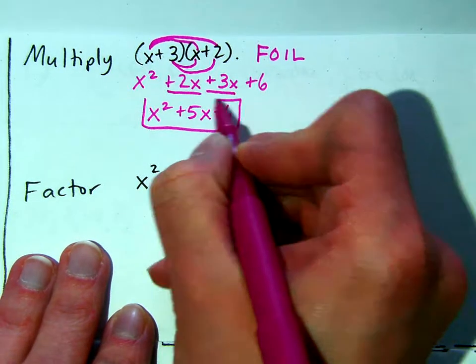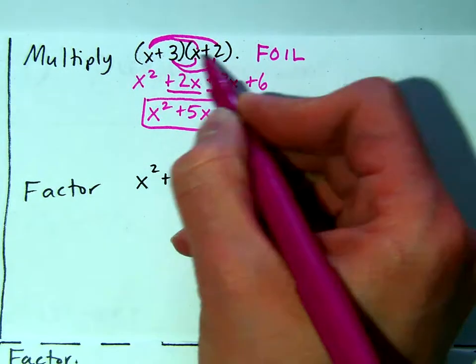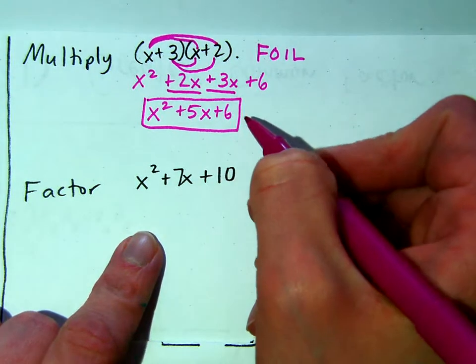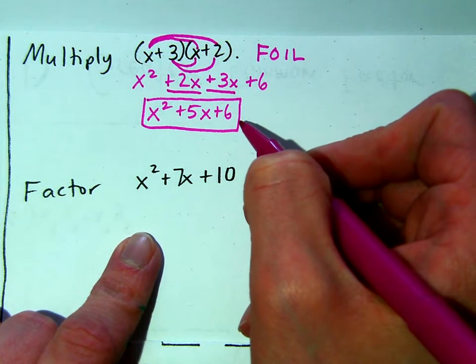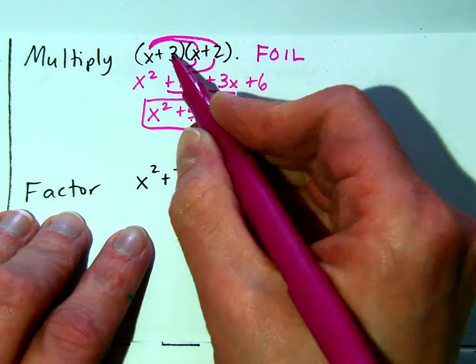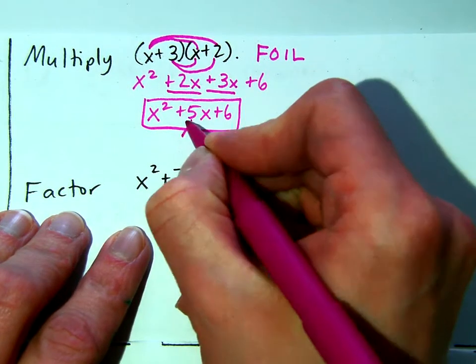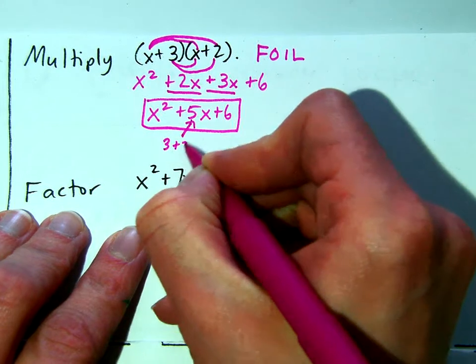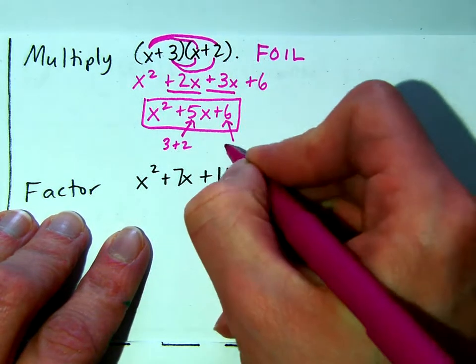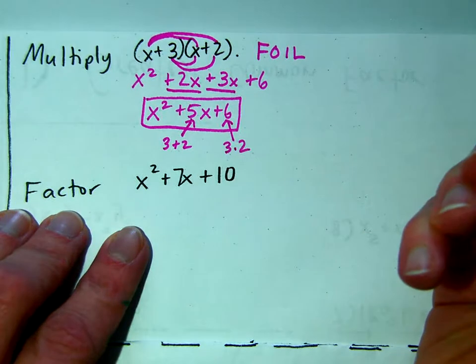So I want to investigate how the numbers in the original problem are related to the numbers that show up down here. There is a pattern that happens. So I go, okay, I've got 5. How is that related to 3 and 2? Well, that's 3 plus 2. And I look at the 6, and I say, how is that related to 3 and 2? Well, that's 3 times 2.